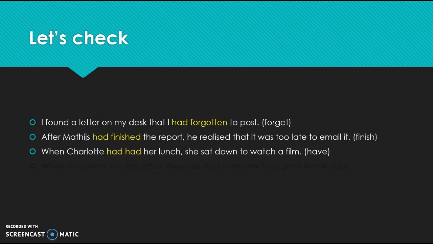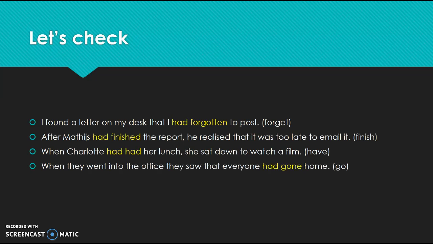Third sentence. When Charlotte had had her lunch, she sat down to watch a film. We already had a past simple which was sat down, so we had to make have into a past perfect simple. As you can see, this is quite a tricky sentence because you've got had twice, and this is possible because have is your main verb. Since had is your past participle when looking at have, you can have had in your sentence, once as an auxiliary verb, once as your main verb.